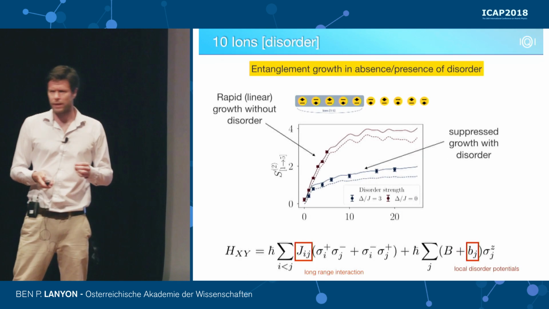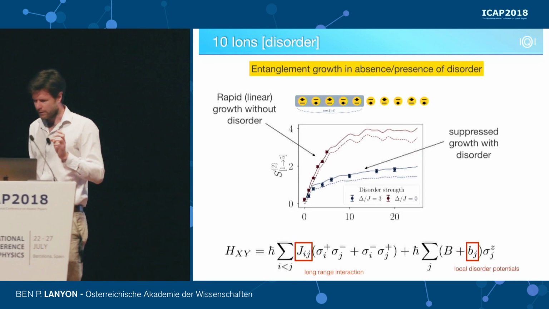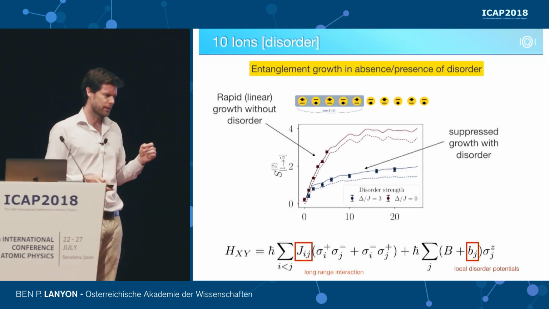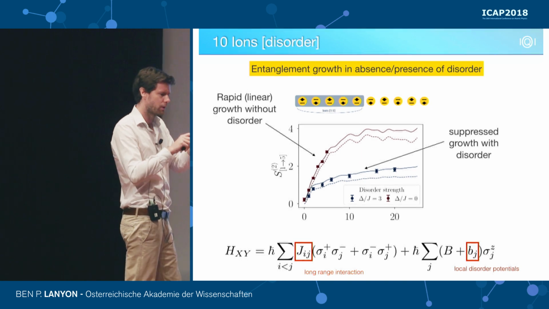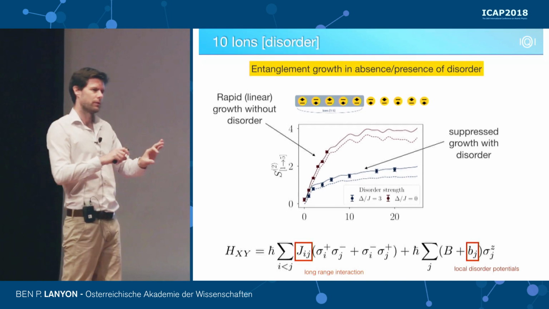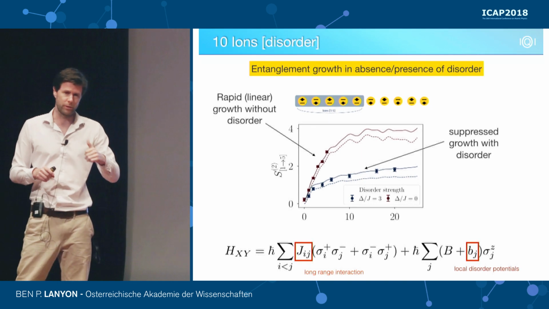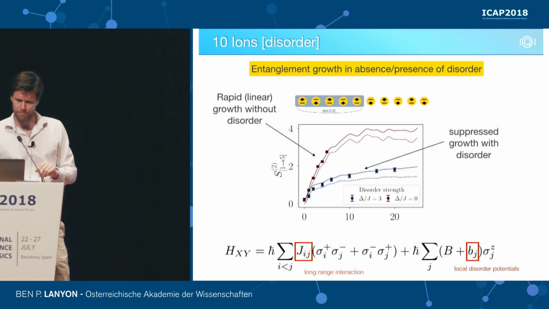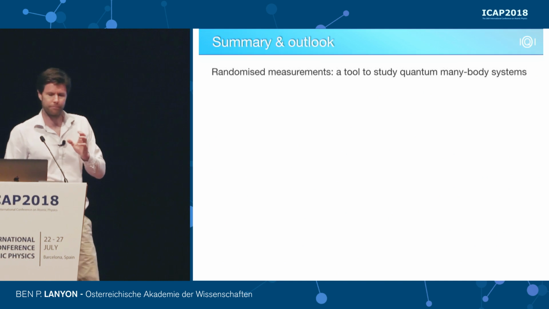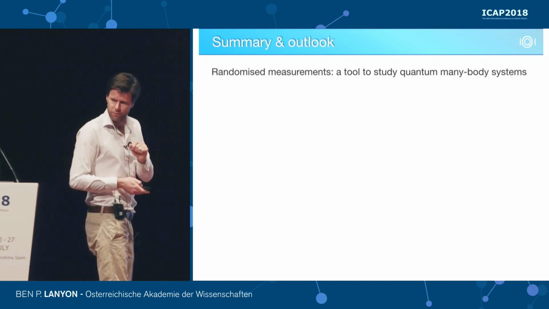I'll skip through this slide. So in the interest of time, I just want to say that we were able to see that if we can add controllable random disorder to the system, the rate of entanglement entropy growth was suppressed. But I'll skip past this. Okay, so to come on to summary.